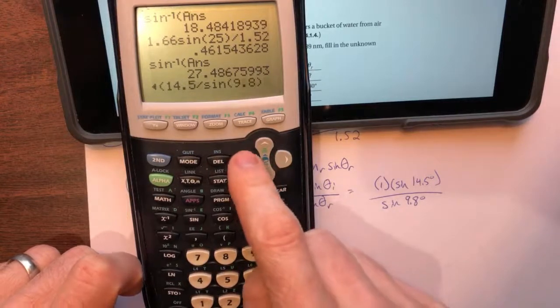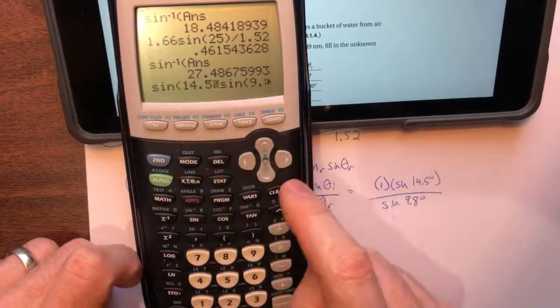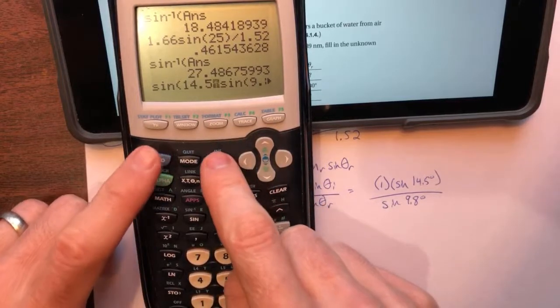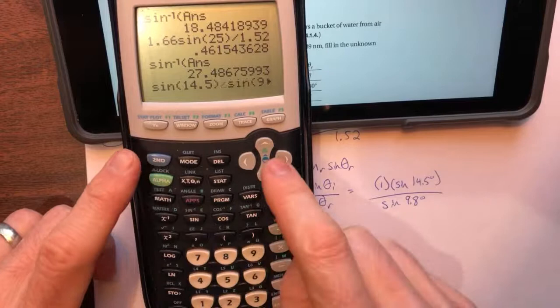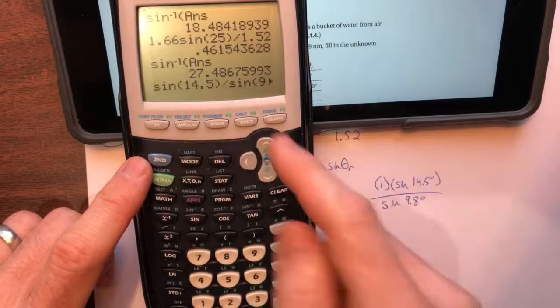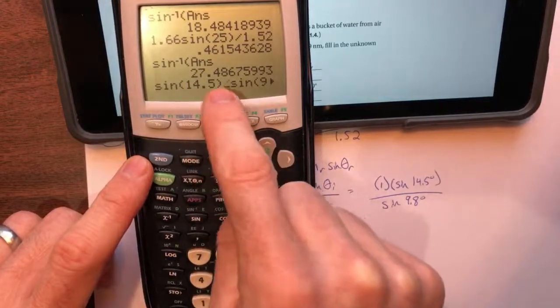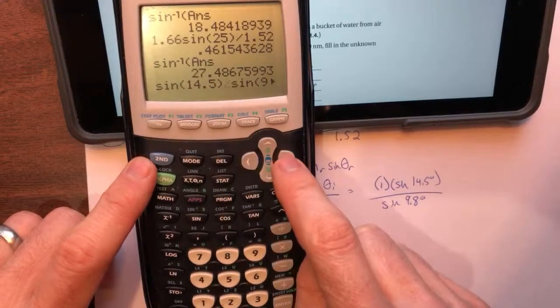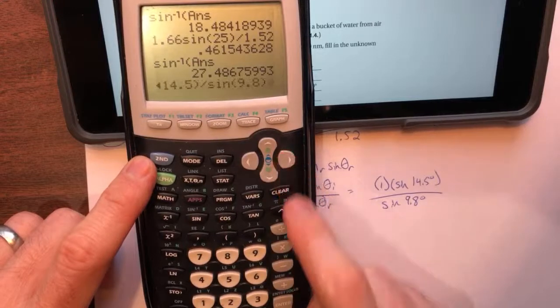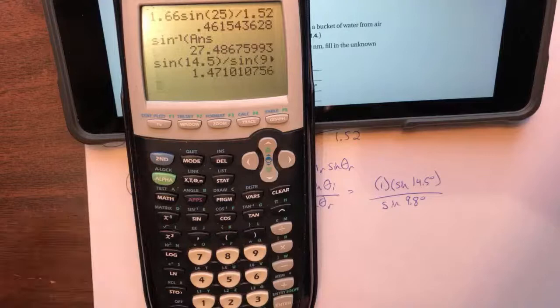Oops, and I made a mistake here. So be careful about this. I didn't close the parentheses. That's going to be pretty important. It's going to mess everything up if I don't close those parentheses. Normally you don't need to, but if you're going to do a complex thing like this, you need to make sure you do that. So sine 14.5, and then close the parentheses, and then you divide by sine of 9.8. And so we're good now. Okay? And we got 1.47.